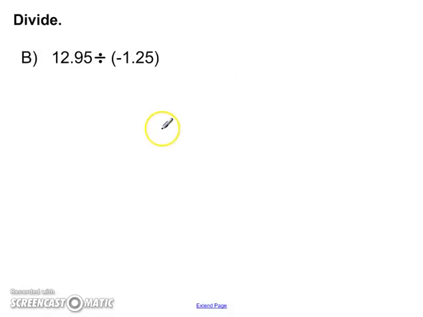All right. 12 and 95 hundredths. Oops, sorry, 95 hundredths. Let me write that accurately. Divided by negative 1.25, or 1 and 25 hundredths. Now, the one thing I know already when I finish this problem, I better have a negative answer, because a positive divided by a negative is a negative.